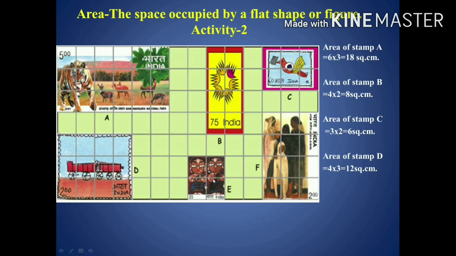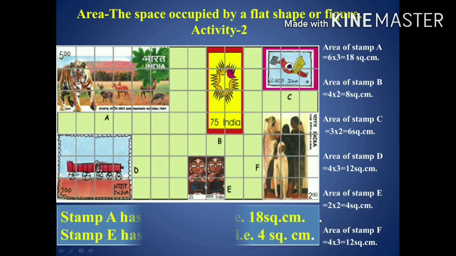Now stamp E, count the squares 1, 2, 1, 2. So we can write it as area of stamp E equal to 2 multiplied by 2 equal to 4 square centimeter. Now the stamp F, count the squares 1, 2, 3. Then 1, 2, 3, 4. So we can write it as area of stamp F equal to 4 multiplied by 3 equal to 12 square centimeter.